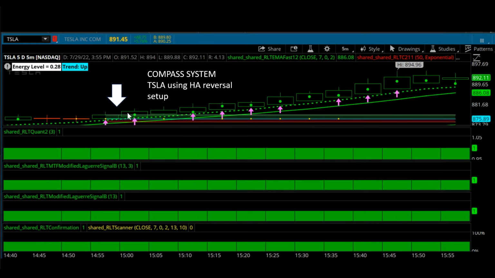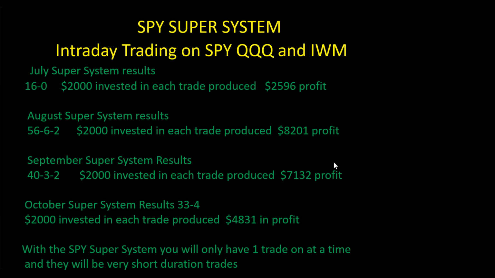This happens to be a trade we took in Tesla. I'm going to show you what each indicator is in just a minute. But this is what the compass system, or the SPY Super System, looks like running on Thinkorswim, and you don't need to trade on Thinkorswim to use it. All right, now the SPY Super System. This is the one that I wanted to talk about. These are the quick trades off the 5-minute chart on the IWM, the SPY, and the triple Qs.